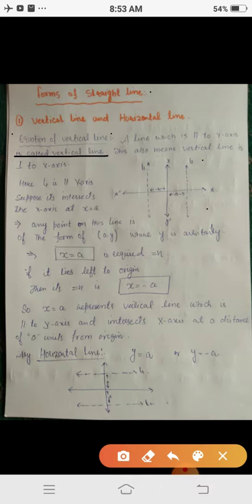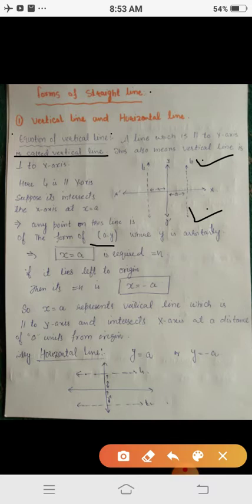Here L1 is the line which is parallel to the y-axis. Suppose it intersects the x-axis at x equals a. This means that at a distance of a units from the origin, this line L1 intersects the x-axis, which implies that any point on this line is of the form (a, y), where y is arbitrary, because everywhere x is the same, that is, x is a. Hence x equals a is the required equation for this line.